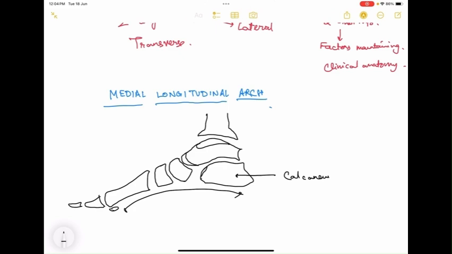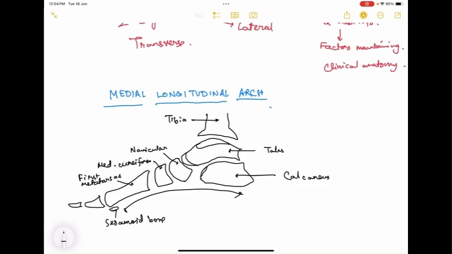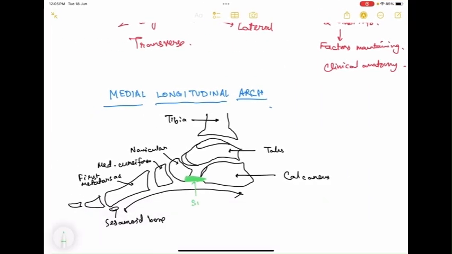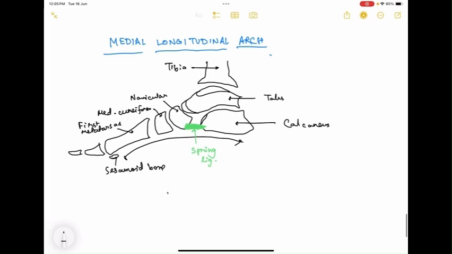This is the calcaneus. This is the talus. This is the tibia. This is the navicular, medial cuneiform, first metatarsal, and a sesamoid bone may be present. Okay, calcaneus has been marked, and the spring ligament, our one and only favorite, spring ligament. Now, what I want you to note is that we are going to constantly come back to this diagram for every piece of information. Medial longitudinal arch.